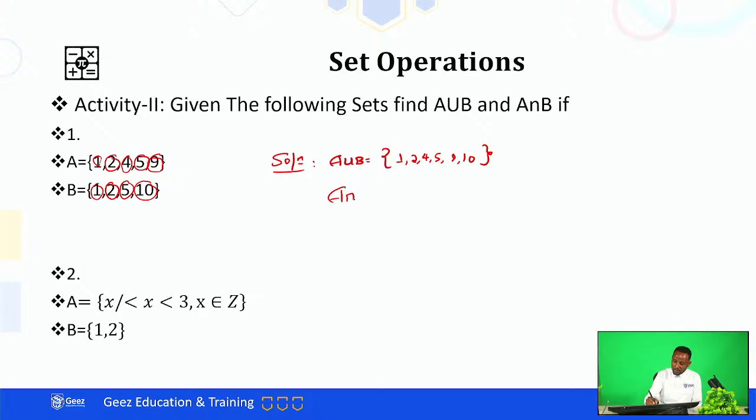Now let's come to see the other one, A intersection B. How do you find A intersection B? In A intersection B, we are going to find common elements.